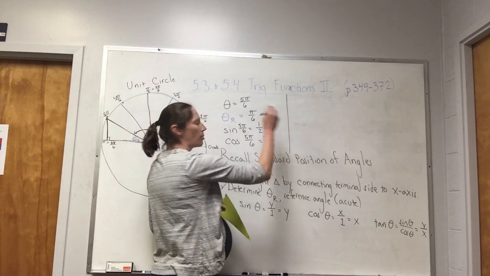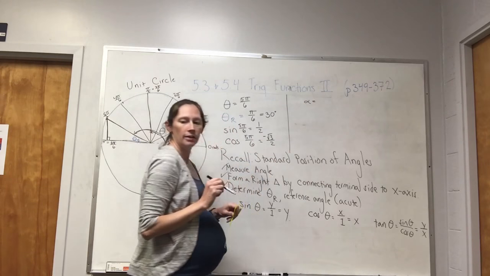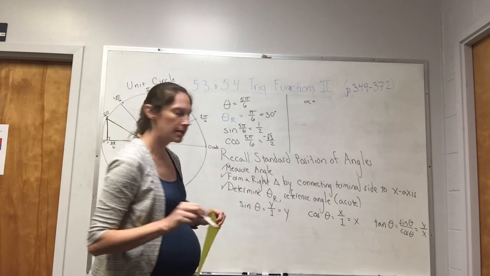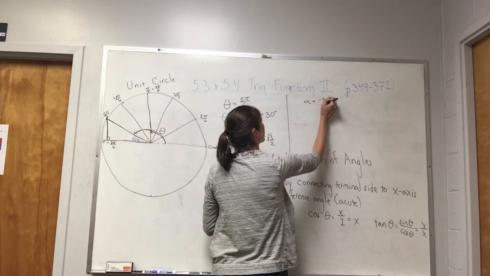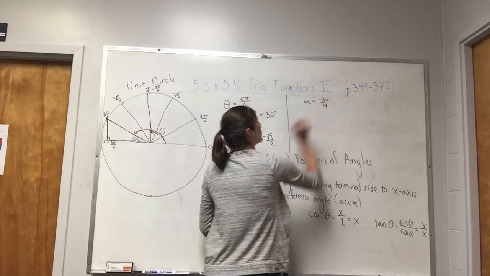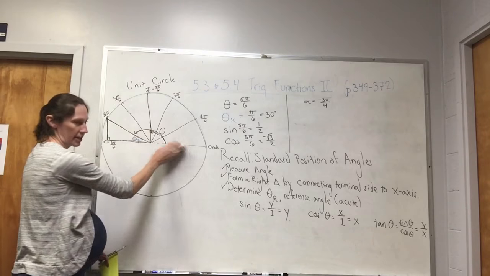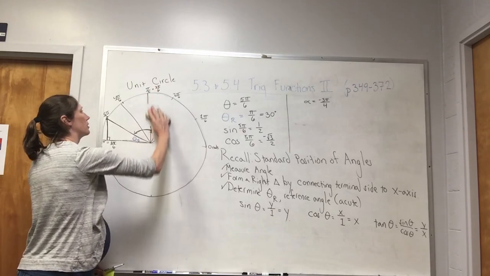So for this next problem, let's call it alpha. All right, we'll give it a different Greek letter name. Let's do alpha equals negative 3 pi over 4. Okay, so I want to keep this circle up here because I kind of measured it ahead of time to make it look how I wanted it to.